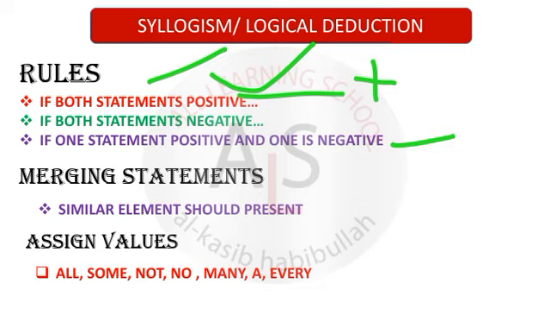Now the second rule is merging of statements. To solve the syllogism questions, we have to merge the statements. First of all, we have to look at rule number 1, whether the statement is positive or negative, whether both are negative or whatever. Second, we have to merge the statements. How to merge the statements? There are 2 rules to merge the statements.